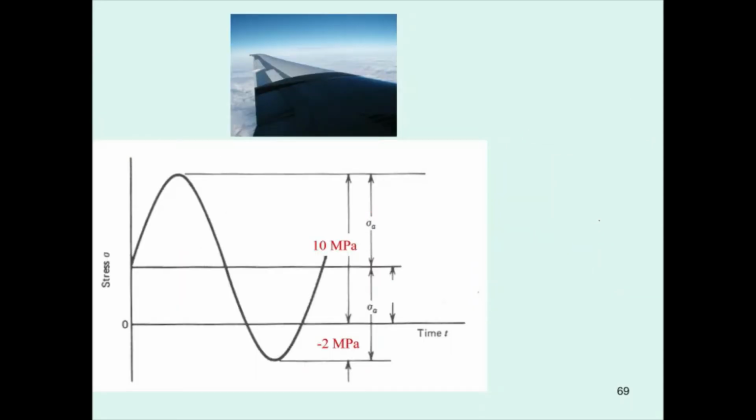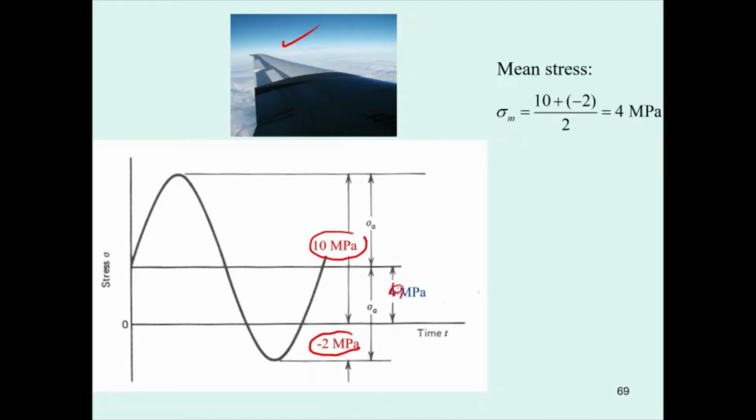And if we consider some example, let's check out the wing of the airplane when it's maybe subjected to the wind during flying. When we have sigma max of 10 and sigma min of -2, we can determine sigma m. Okay, the sigma m is going to be what? 10 plus -2 is 8, divided by 2, so it's going to be 4 megapascal here.